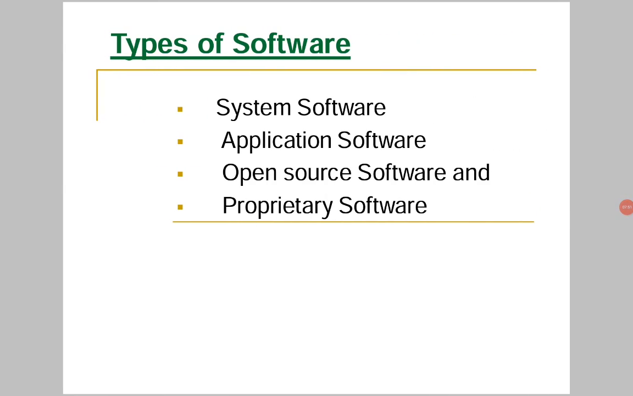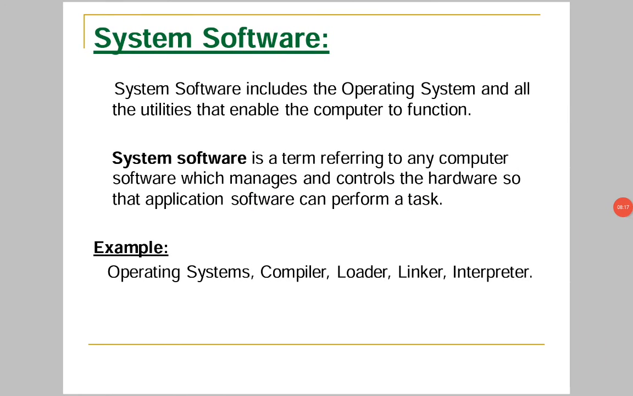So what are the different types of softwares? It is an essay type question, a compulsory essay type question. The types are system software, application software, open source software, and proprietary software. These are the main and important categories of software in computer systems. So what is system software? System software includes the operating system and all the utilities that enable the computer to function.